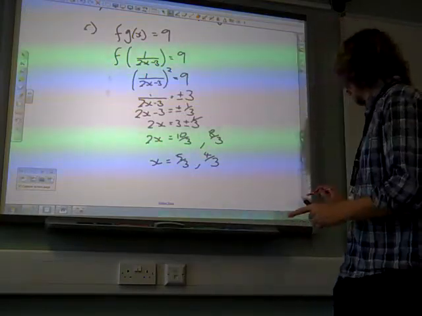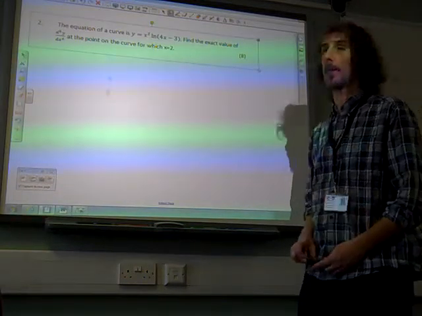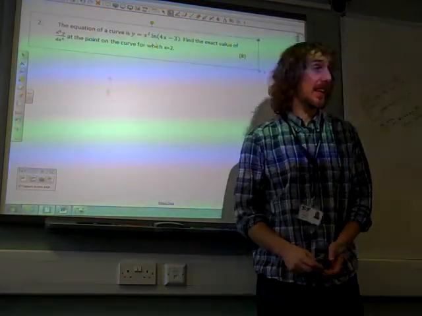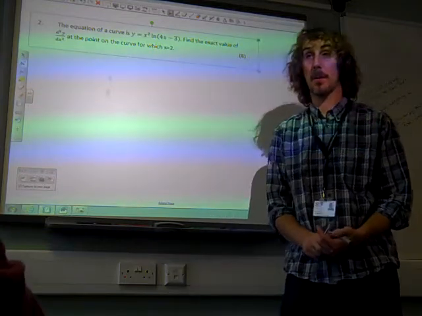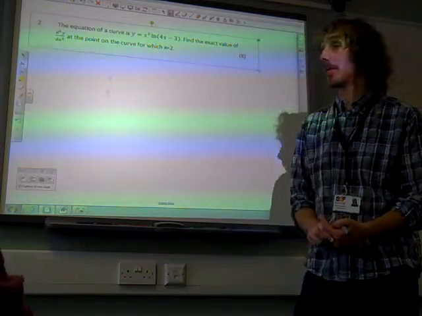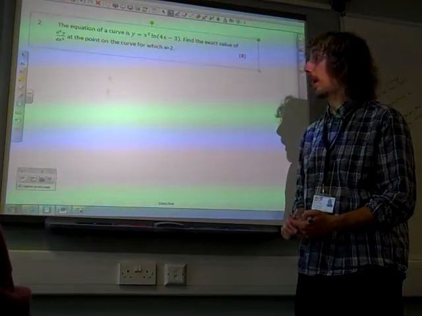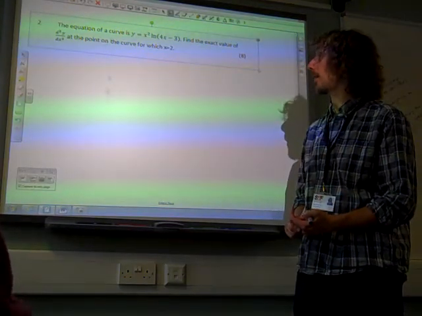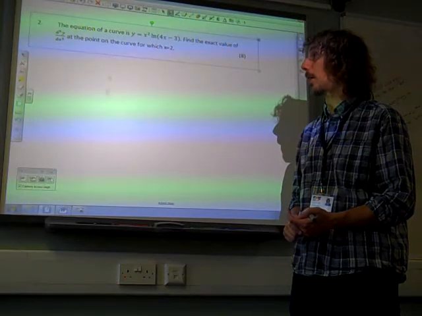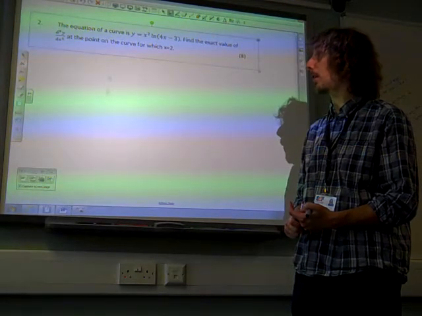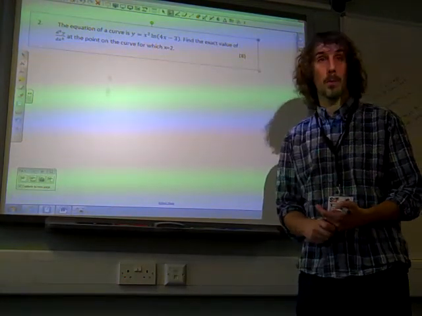Second question was a bit of a monster, really. This is, again, a genuine Core 3 plus paper question for 8 marks. This is exactly as it appeared on the paper. The equation is y equals x squared ln 4x minus 3. Find the exact value of d squared y by dx squared at the point for which x equals 2.